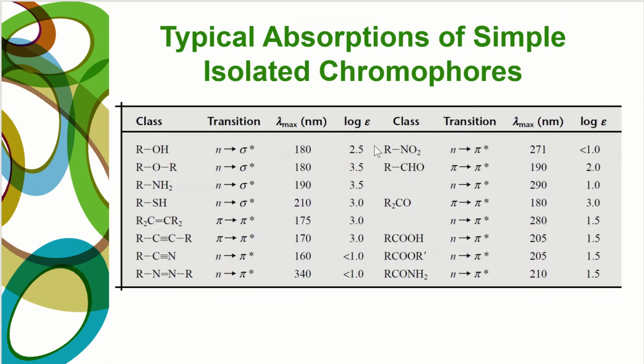And also just to show you the typical absorption of simple isolated chromophores. So there are various classes of compound, and their related transition and their lambda max in nanometers, their relative intensity, and we have some other compounds and the same type of information. So again, essentially you should be able to look at a table like this and understand how to get information from it. What is it trying to say? What does it mean?